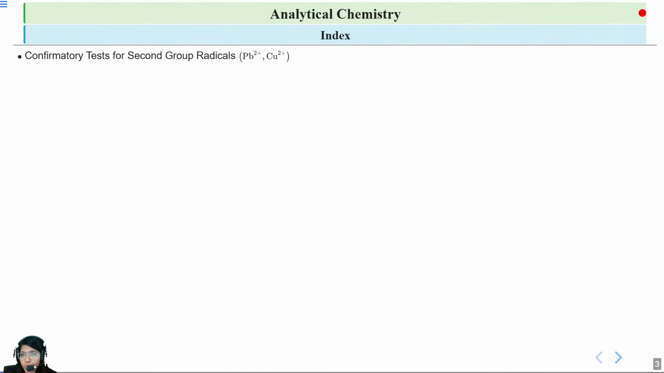So today we are going to learn about confirmatory test for second group radicals, which include Pb2+ and Cu2+, which means lead ions and copper ions. After that we will study confirmatory test for third group radicals, which include Fe3+ and Al3+.